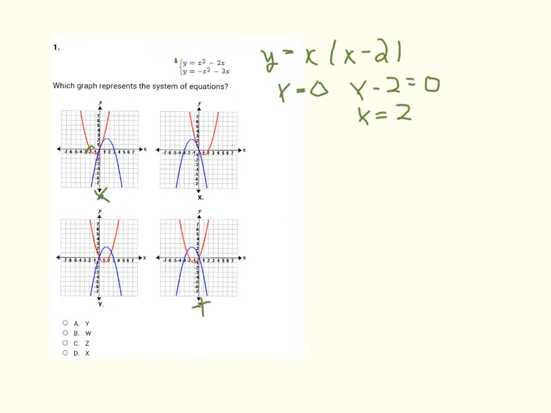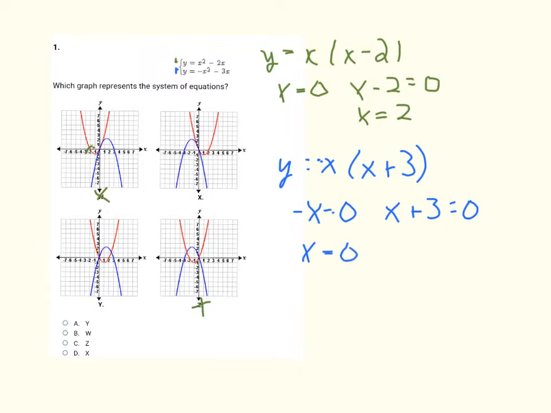Okay, and then I'm going to go ahead and do the same with my second equation there. I'm going to go ahead and factor out an x, just like I did before. And that's going to be the negative x plus 3. And then I'm going to set each of those equal to 0 to find my x-intercepts. So here x equals 0, and here x equals -3.